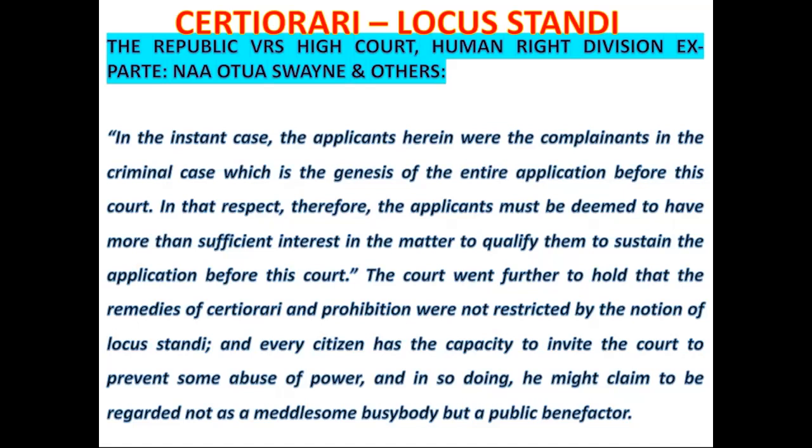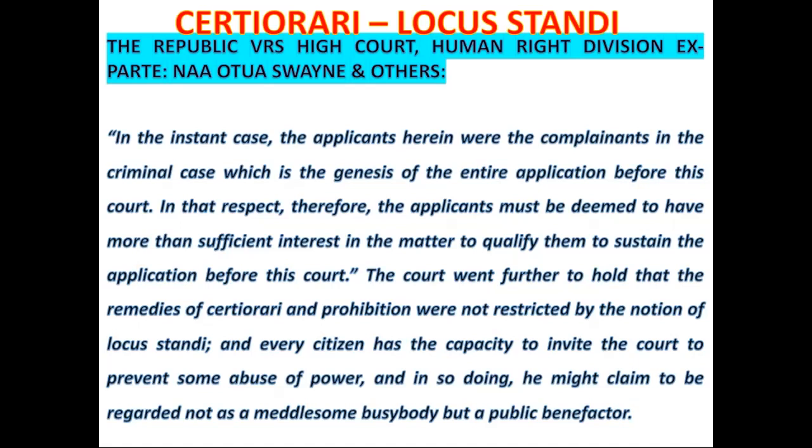It means that when you are applying for an order of certiorari, you need not be a party, but you must only show that you are a person who has a substantial interest in the action before the court, or that you are aggrieved by that particular decision. So in this case of Republic versus High Court, ex parte Kofi Moabin and others, this is how the Supreme Court concluded.